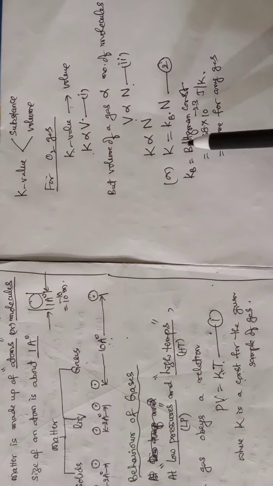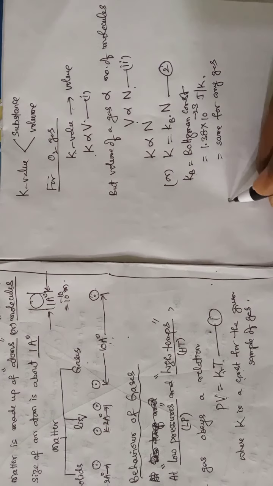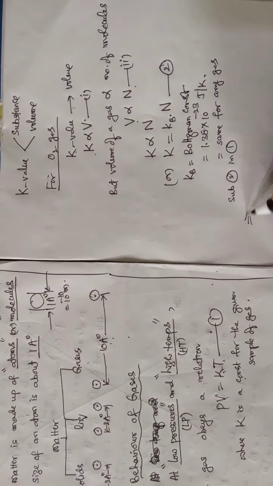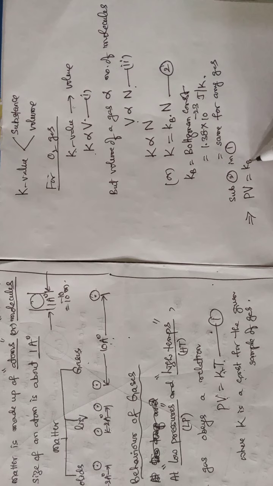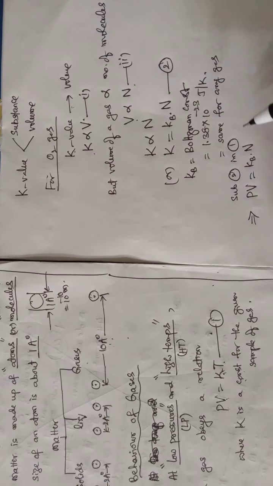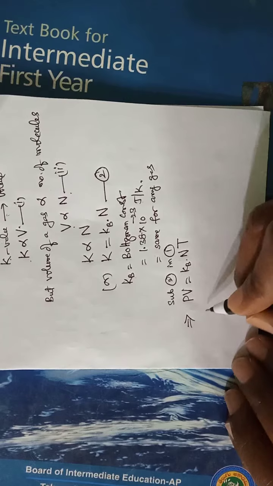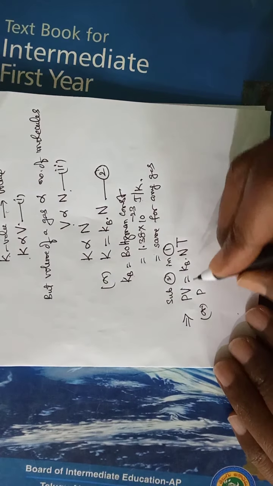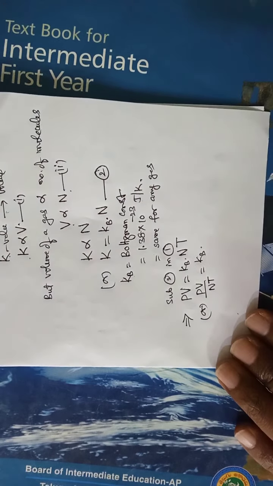Now let us substitute this value in the first equation in place of K. So PV is equal to, substituting this value in the first equation, we get PV is equal to, in place of K we write KB, N and T. And this can also be written as PV by NT is equal to KB.